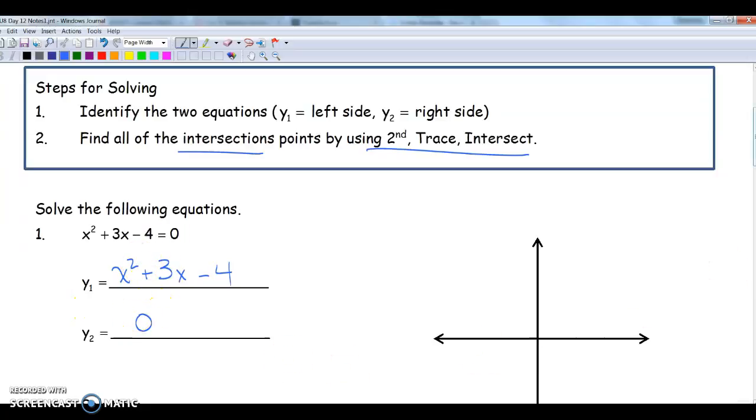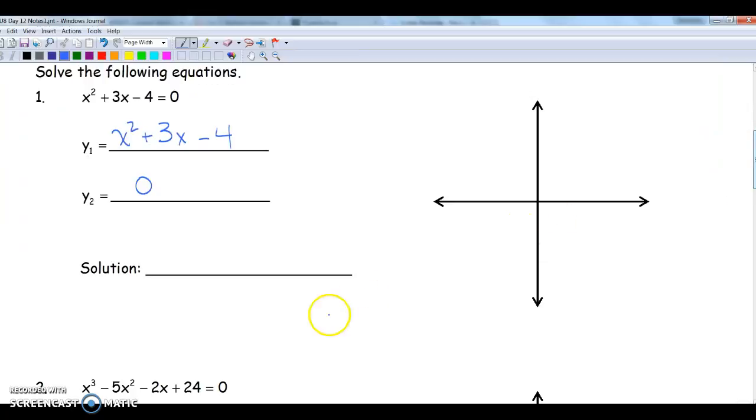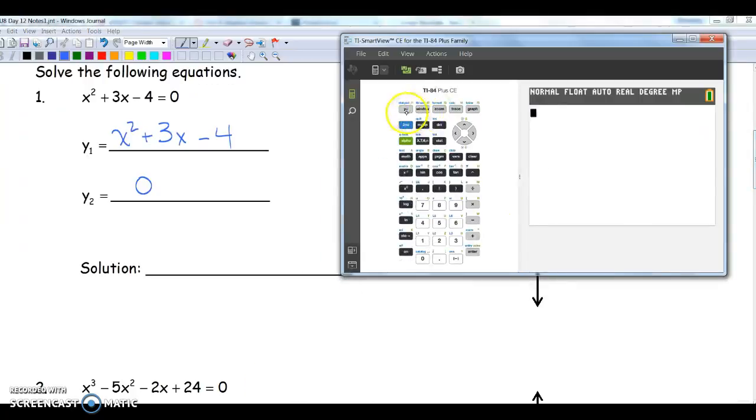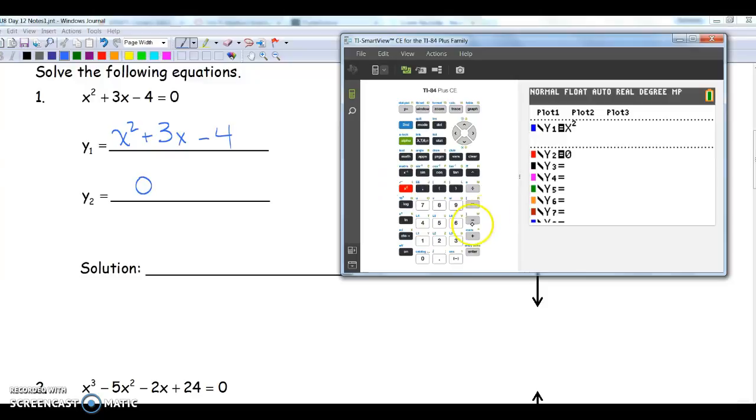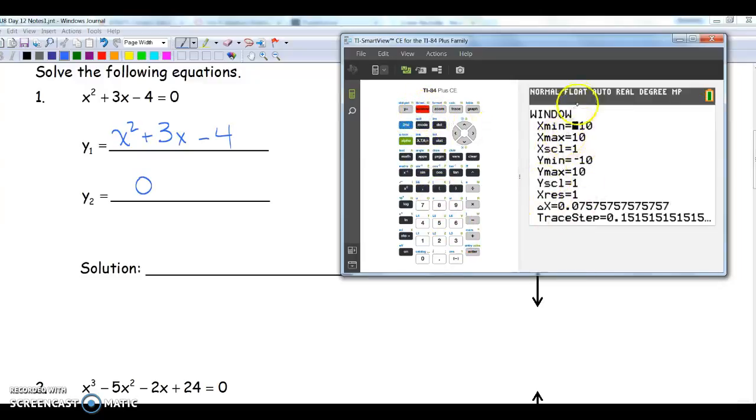Alright, so on our calculator, we're going to type that in. We're going to go to our y equals. You can clear out your y1. We've got x squared, and then plus 3x, and then minus 4. Make sure you use a minus sign, not the negative sign. And y2 should be 0. Just so that we're all on the same page, your window should be like so. Mins should be negative 10. Maxes should be positive 10. So if you need to, pause the video and make sure that it matches this.